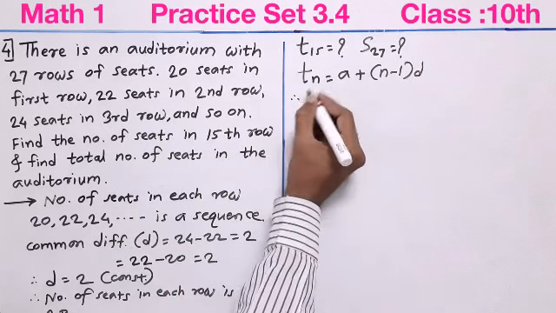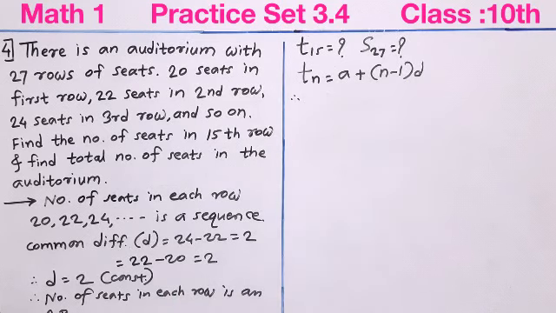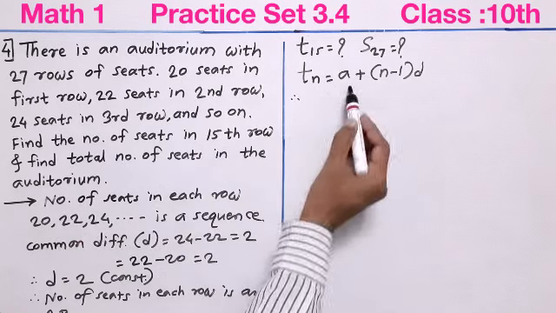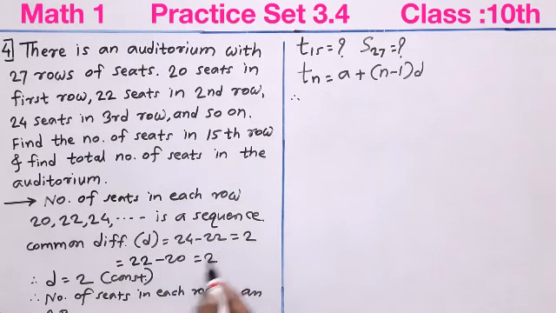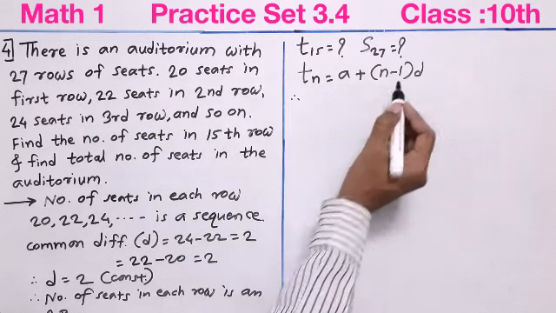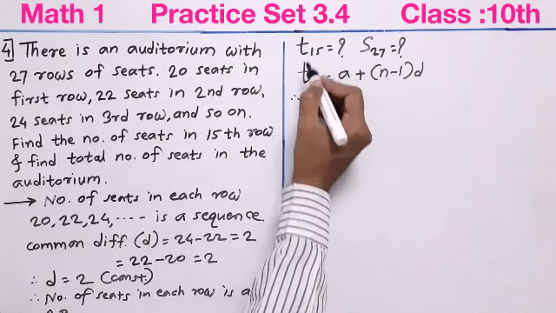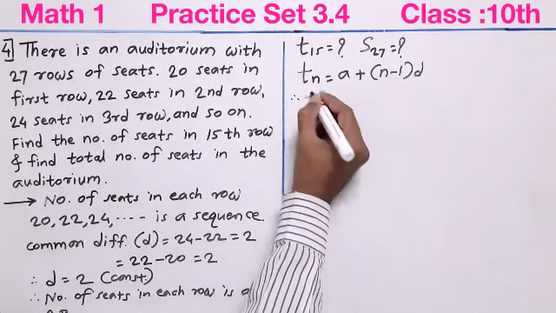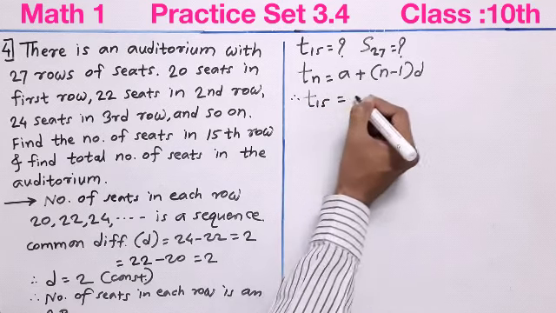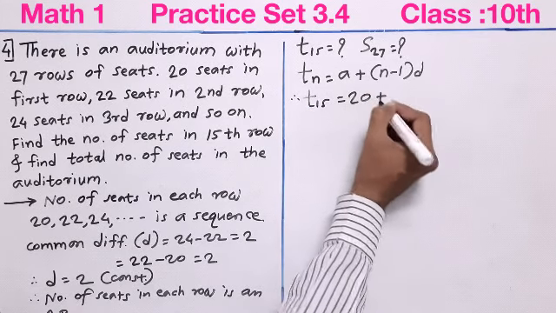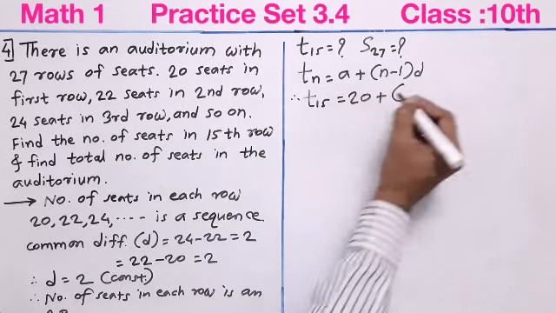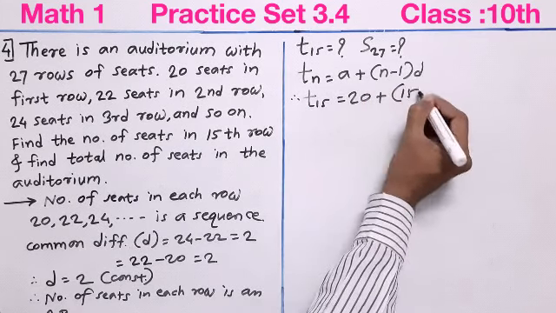Okay, now let us put the value of n, A and D. You can see here the first term A is 20. D, that we have already found, is 2. N is 15 because we are going to find T15. So T15 is equal to A, which is 20, plus in bracket the value of n, 15, minus 1, into D. The common difference is 2.